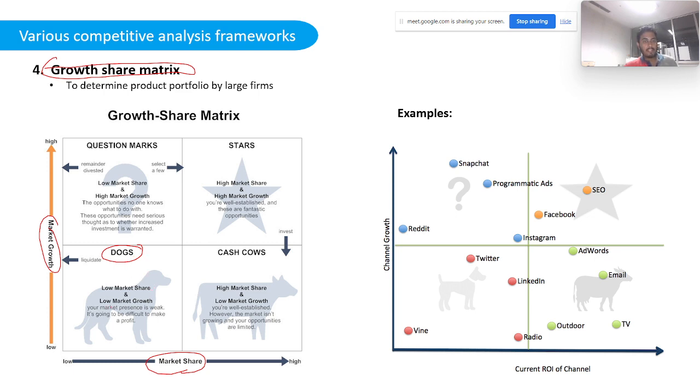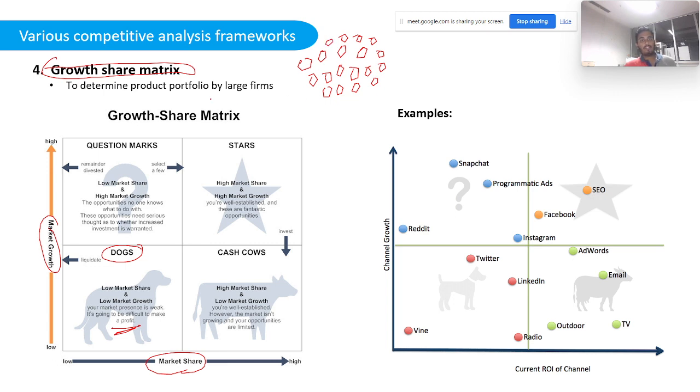Now, these low market share and low market growth products, although they are present in the market, are very weak. Okay, so it is very difficult for a company to make profit using them. So generally, growth share matrix is useful when you have multiple products in your company's portfolio, and you want to decide whom to keep or whom you want to improve.